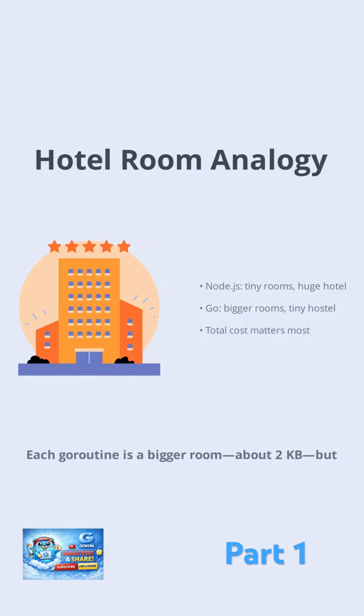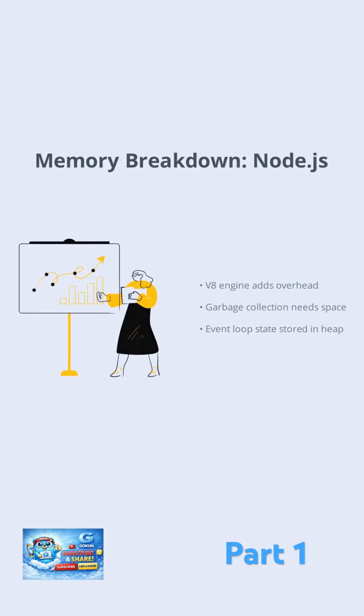Each goroutine is a bigger room, about 2 KB, but the hostel has a tiny lobby and shared facilities, so the overall infrastructure is much smaller. This analogy helps us see that it's not just about the size of each room, but the total space the hotel needs to operate. Let's look at Node.js first.